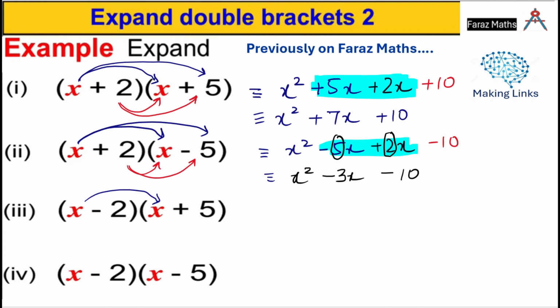X times x is x squared. X times plus 5 is plus 5x. And then minus 2 times x, minus 2x. Minus 2 times plus 5, minus 10.